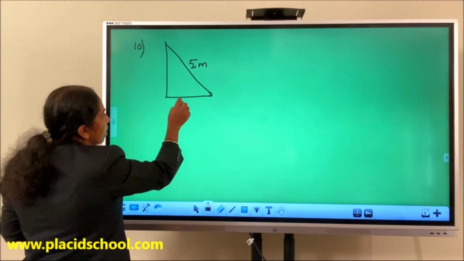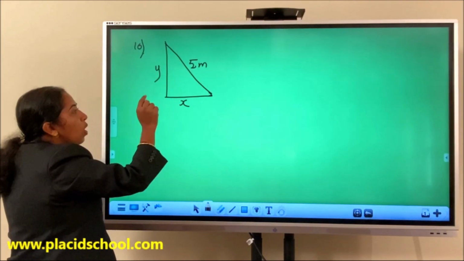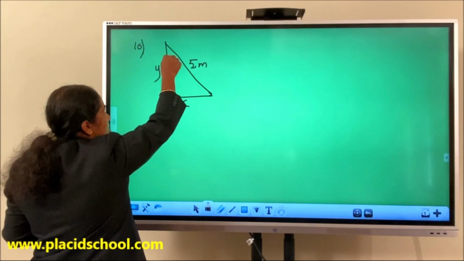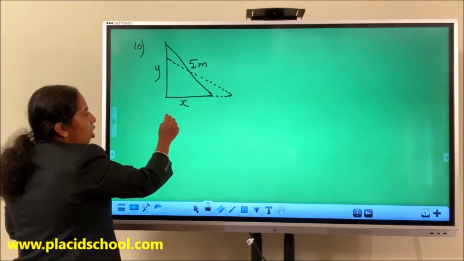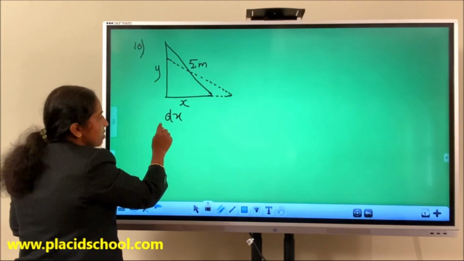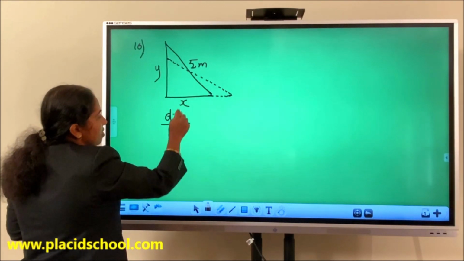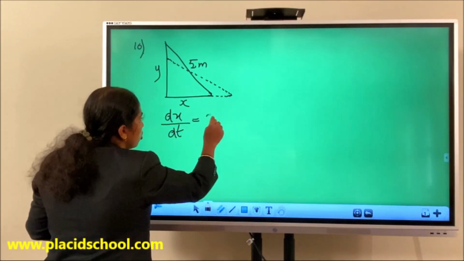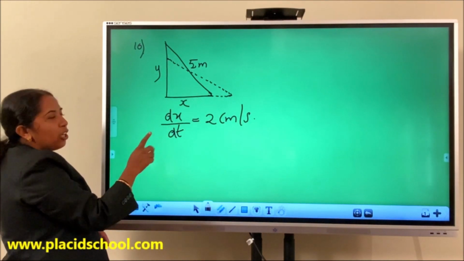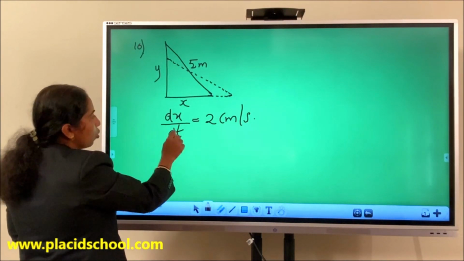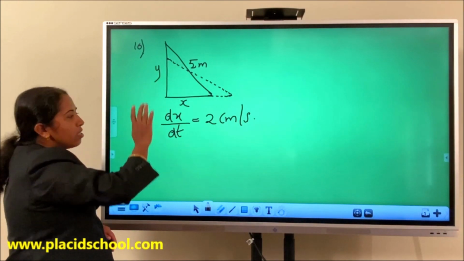Let this length be x and the height be y. You are given that when the ladder is pulled along the wall, it is pulled at the rate of 2 centimeter per second. So the rate of change of the distance x with respect to time is 2 centimeter per second. The ladder is pulled along the wall at the rate of 2 centimeter per second. Now the question is to find the rate at which the height of the ladder is decreasing.